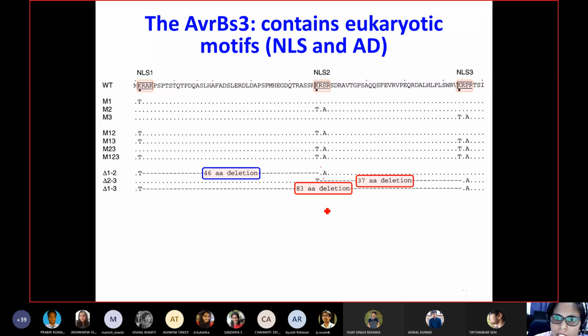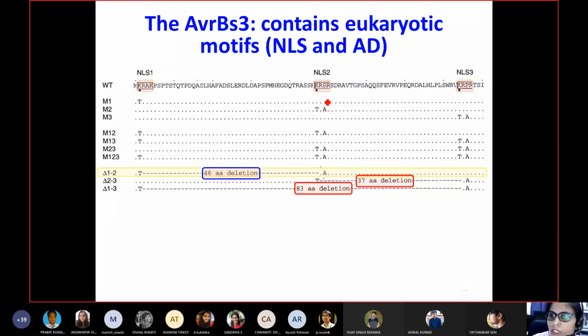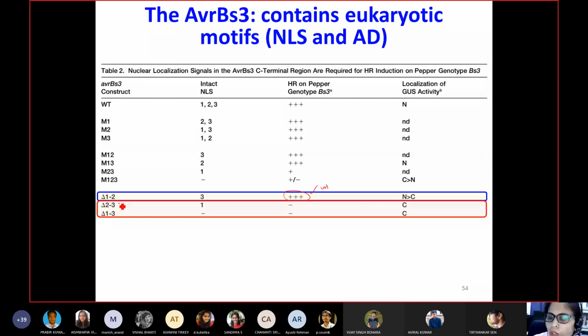Then if you delete sequences between NLS2 and 3 or between 1 and 3, then the activity is completely gone. So here you do not see it, and in fact they also checked the localization effect. In most of the cases, wherever the activity was not there, they also saw that the protein is not localized in the nucleus anymore. So this kind of thing they did.